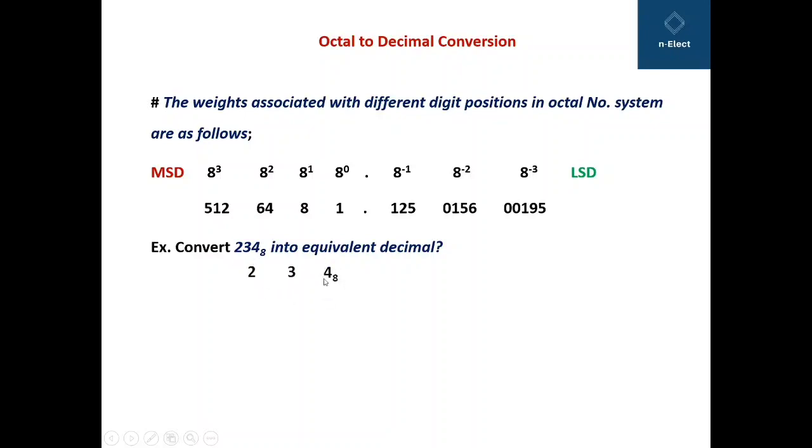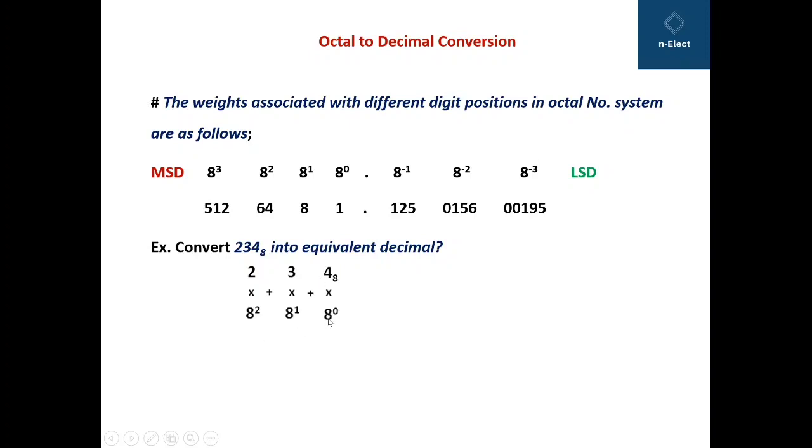Starting from the LSD and going to the MSD, we are writing the weights in increasing order, that is 8 raised to power 0, 8 raised to power 1, 8 raised to power 2. So we will write exactly below 4, 8 raised to power 0, 8 raised to power 1 and 8 raised to power 2, like this.